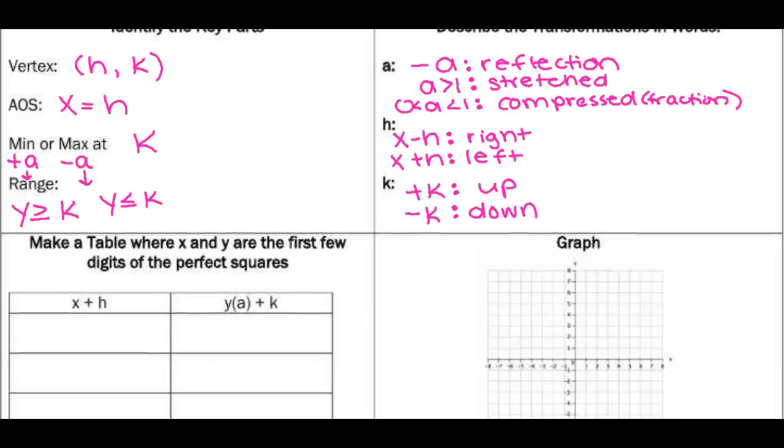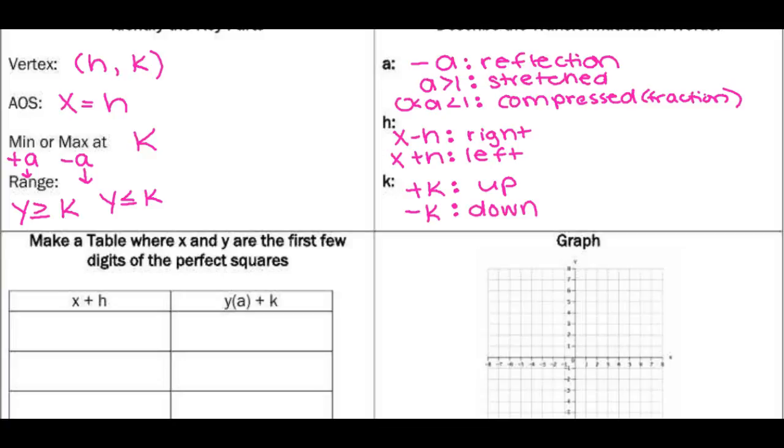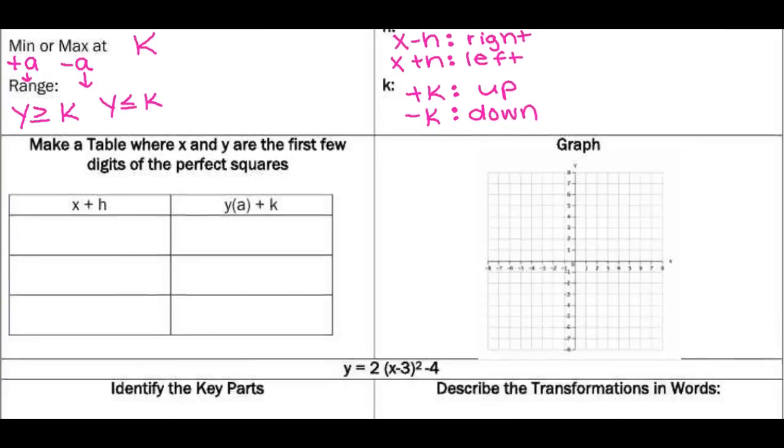Those are the words I would look for on your quiz. So like if it was plus 2, I would want you to tell me that it goes up 2. That also means that your max value or your min value is at 2. So the repetition of information is all in being able to figure out a, h, and k.